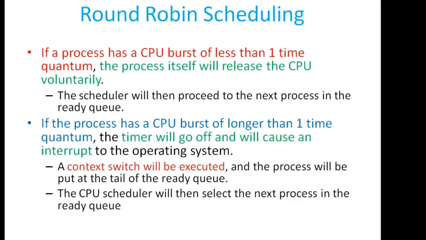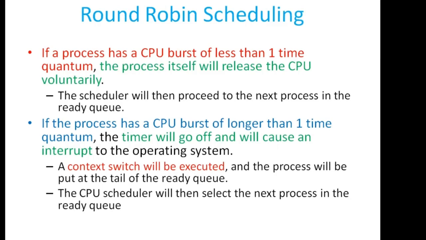In the other case, if the CPU burst is greater than the time quantum, then once the time quantum expires, the timer will cause an interrupt to the operating system, so that a context switching will take place. The CPU will be released from the current process and then allotted to the next process in the ready queue. Then in a circular fashion, it will come back to the current process.